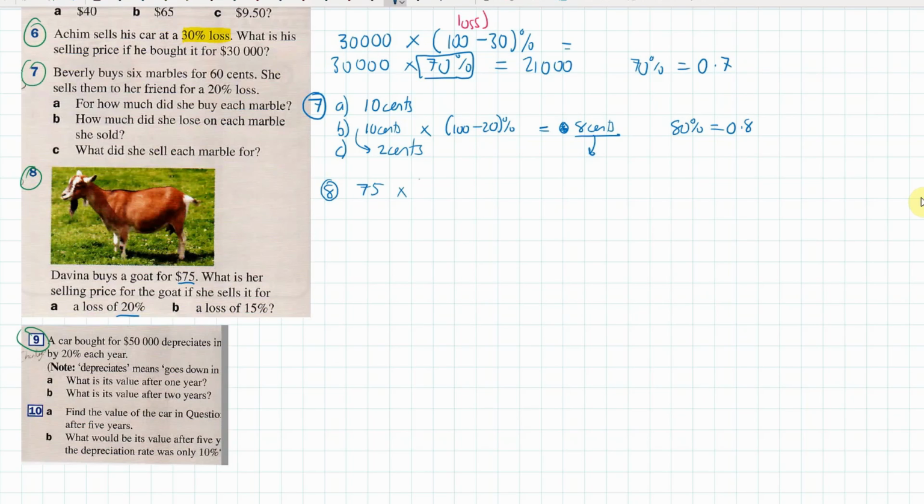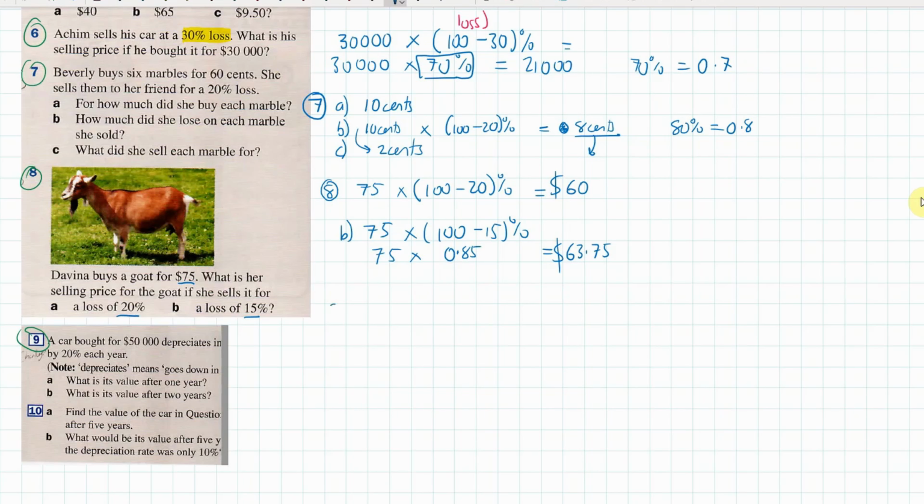$75. Now she's making a loss. So we're going to go 100, take away that 20, percent. So that's like timesing by 0.8. And this gives us $60. Beautiful. Now, if she makes a loss of 15%, that would be like timesing by 100 take away 15%. And another way of saying that is timesing by 0.85, isn't it? And that gives us, what does it give us? 75 times 0.85, $63.75.